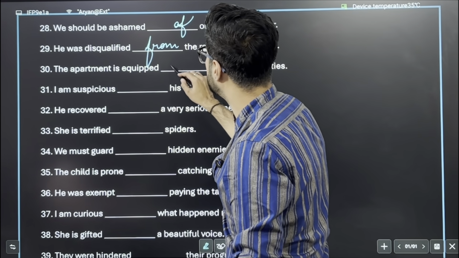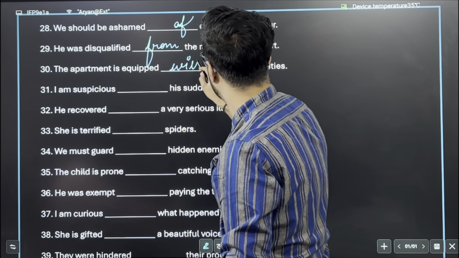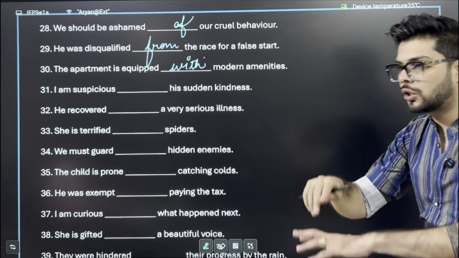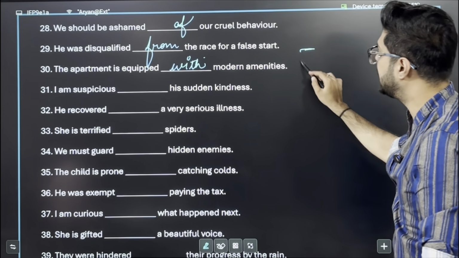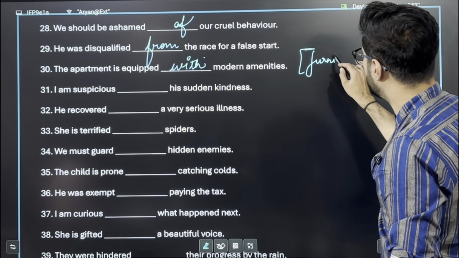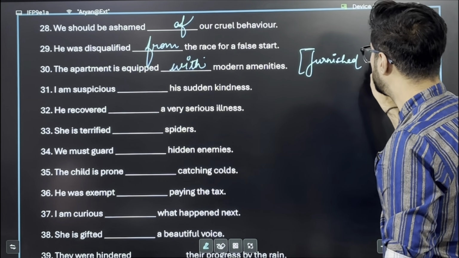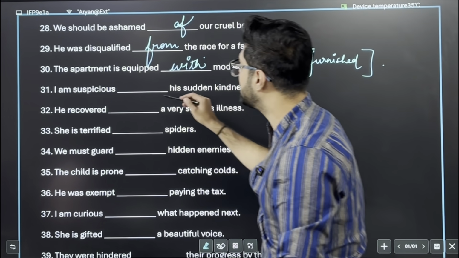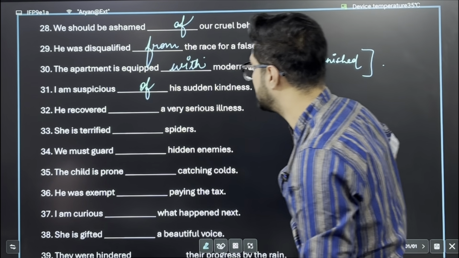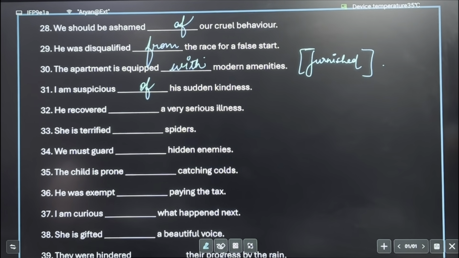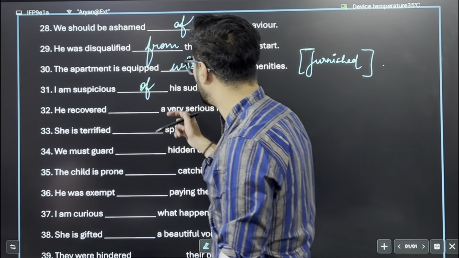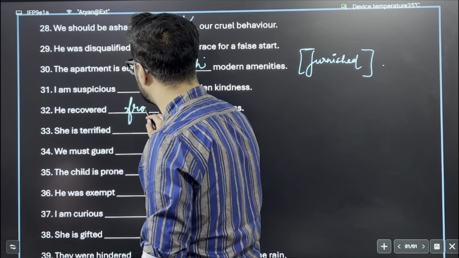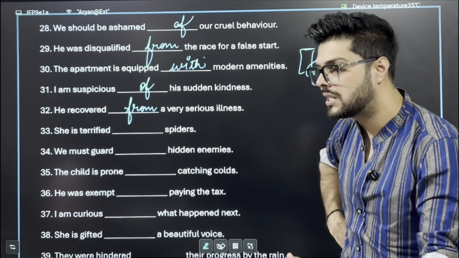The apartment is equipped with modern amenities. ठीक है. बहुत कुछ है. It is furnished. That is equipped. Furnished with modern amenities. I am suspicious. मुझे शक हो रहा है. Suspicious of his sudden kindness. He recovered from a very serious illness. He recovered from his disease.